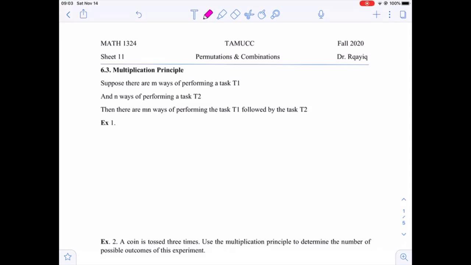In this video, we focus on counting principles or counting techniques, and we'll focus mainly on permutations and combinations. So let's start with a very basic counting principle that's called the multiplication principle. And then we will introduce and discuss permutations and combinations.